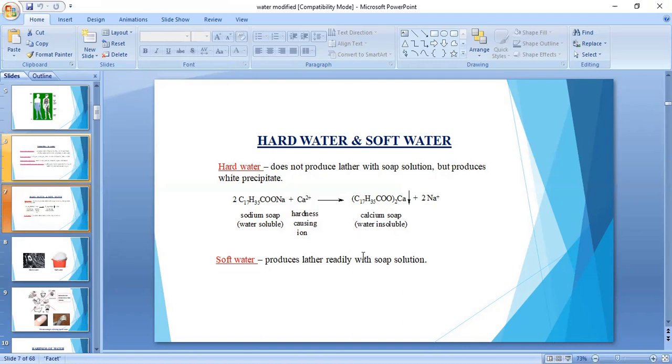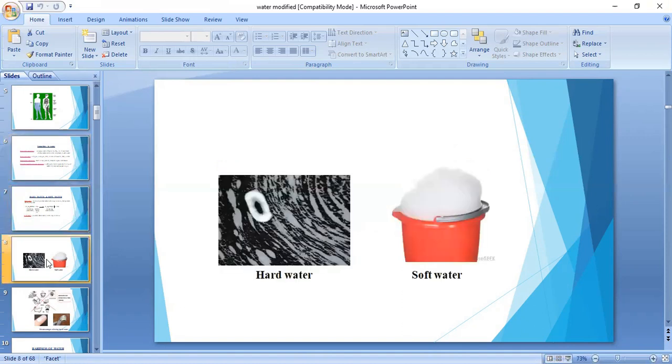Soft water is the opposite of hard water. It gives a lather readily with soap, and because of this there is no wastage of soap.